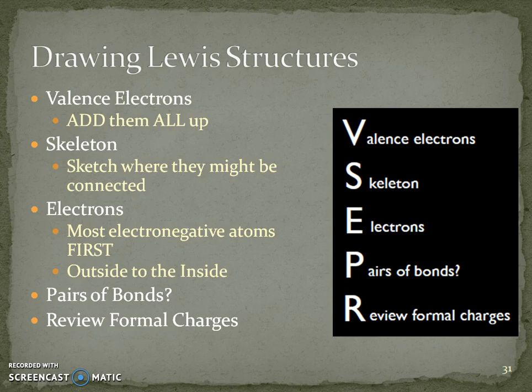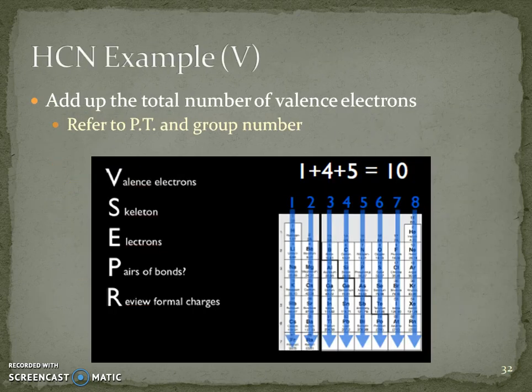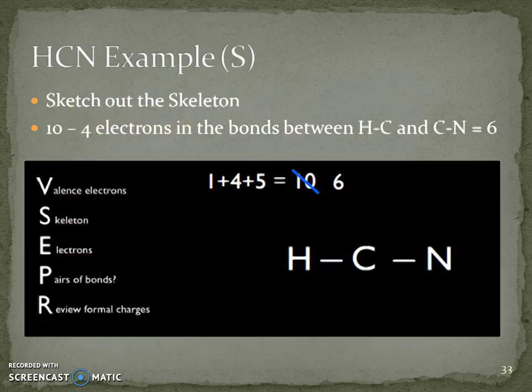You make your skeleton, which is basically a quick sketch of how you think the atoms are connected to each other. He talks about the electrons and which atoms are going to be more electronegative. He also talked about how many pairs of bonds there are, and then of course he reviewed the formal charges. So he took HCN as an example, again adding up those valence electrons according to the group numbers.